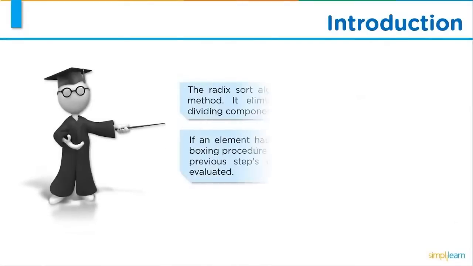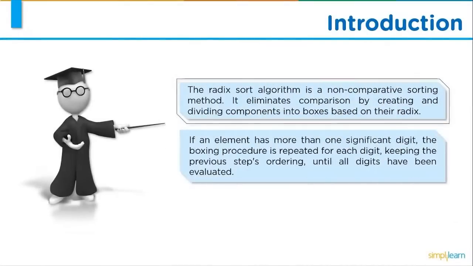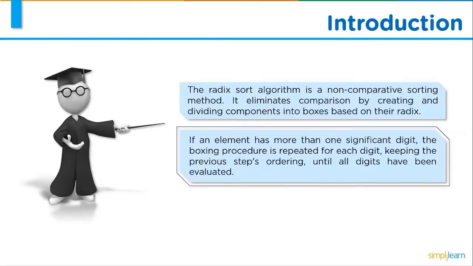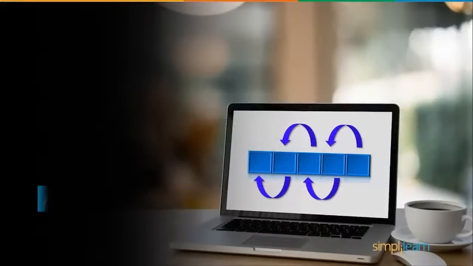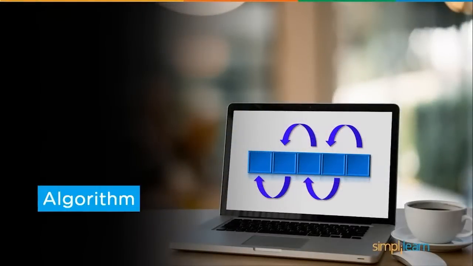Let's get started with an introduction to Radix sort. Radix sort is a non-comparative sorting algorithm. It avoids comparison by creating and distributing elements into buckets according to their radix. And for elements with more than one significant digit, this bucketing process is repeated for each digit while preserving the ordering of the prior step until all digits have been considered.